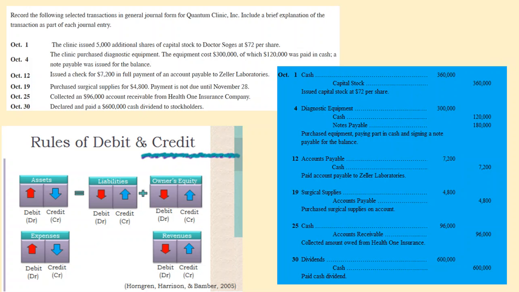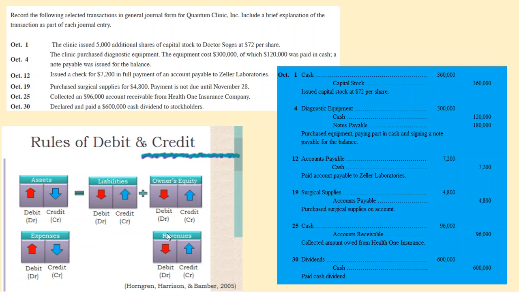Okay, guys, now it is time to look at some examples involving debits and credits and how we actually journalize transactions. First, what you're going to notice here is I pulled in our little debit and credit cheat sheet. And the only thing that's missing here is the withdrawals or dividends. And what you have to remember is withdrawals and dividends behave the same way as expenses.